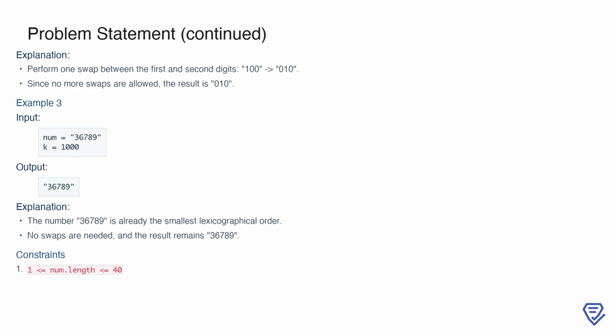On the other hand, if the input is 36789 with k equal to 1000, the number is already in its smallest lexicographical order. Here, no swaps are needed, even though k is large. The result is simply 36,789. These examples highlight how the constraints of k and the initial arrangement of digits impact the solution.